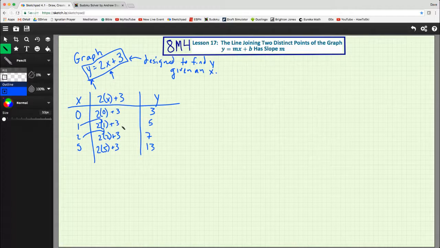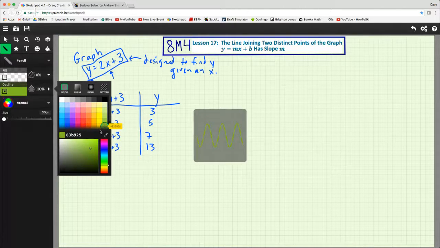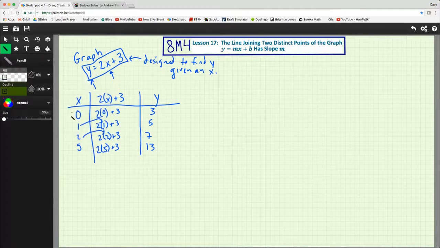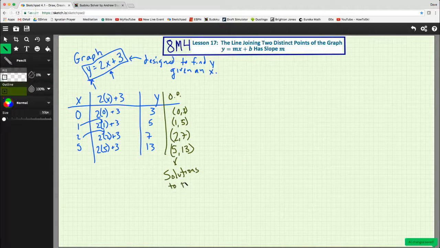Okay, so that's all good. And so now we have these ordered pairs, right? Let's switch colors real quickly and write our ordered pairs down. And so we have, if our x is 0, our y is 3, so our ordered pair is 0, 3. We can write those down, ordered pair. We'll call that OP, our ordered pair. And we get 1, 5. And so these are all, as we say, ordered pairs, because they make the equation true. Whenever you put any one of these pairs of numbers into this equation, it makes it true, which makes these all solutions to this equation that we're talking about. And this equation is y equals 2x plus 3.